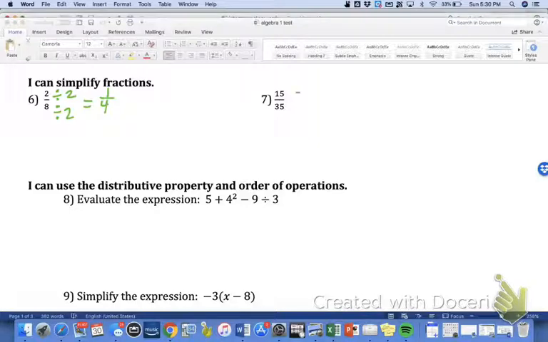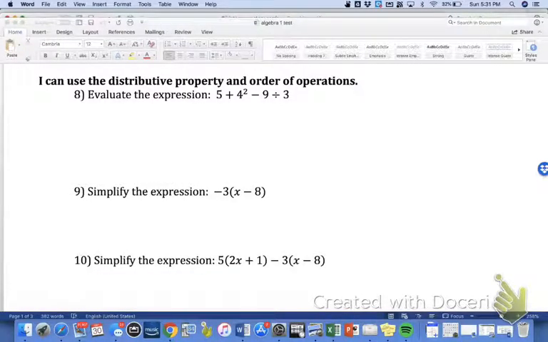Number 7, we can divide them both by 5. So that's what I'm going to do. 15 divided by 5 is 3, and 35 divided by 5 is 7. So the simplified fraction should be 3/7.